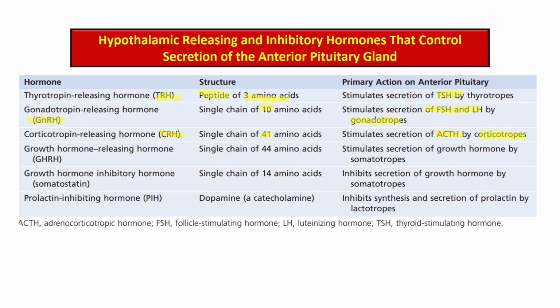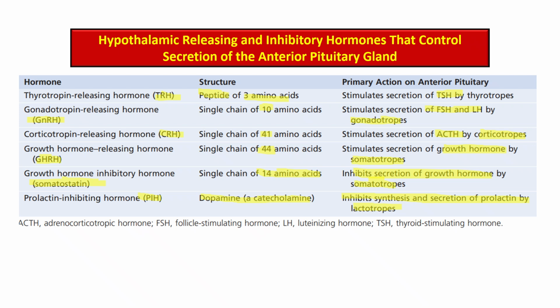The growth hormone releasing hormone is a single chain of about 44 amino acids, and it causes the secretion of growth hormone by somatotropes. The growth hormone inhibitory hormone or somatostatin is a single chain of 14 amino acids that inhibits secretion of growth hormone by somatotropes. The prolactin inhibiting hormone is chemically dopamine, that is a catecholamine, and it inhibits the synthesis and secretion of prolactin by lactotropes.